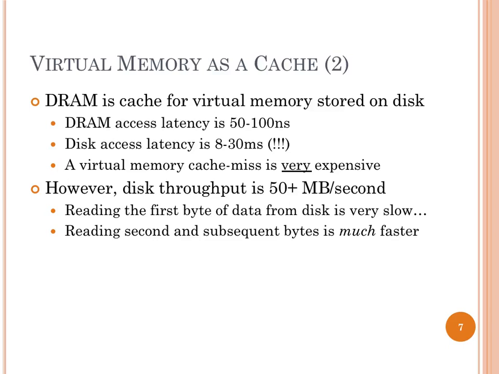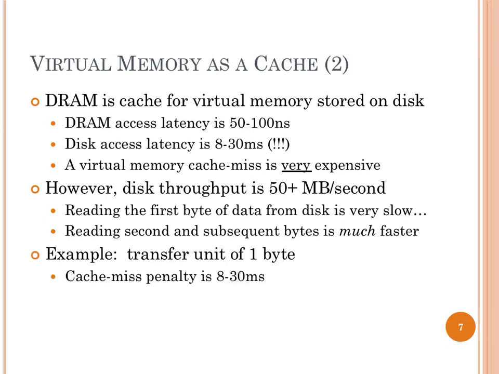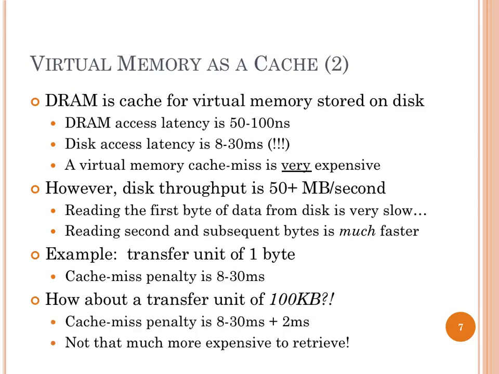But the upshot is that if I read the first byte, and that costs me 30 milliseconds, then I'd be dumb not to just get a whole bunch, because the throughput is pretty high on these devices. If I get 1 byte, that's going to be 8 to 30 milliseconds. But if I get 100 kilobytes, you can do the math with really conservative throughputs and come up with an estimate, and you discover that you're not adding much time. Now, we don't transfer 100 kilobytes. Remember, I said that the page size in this virtual memory system is 4 kilobytes. So it's going to be 8 to 30 milliseconds plus a little bit of change. Okay? Not bad.